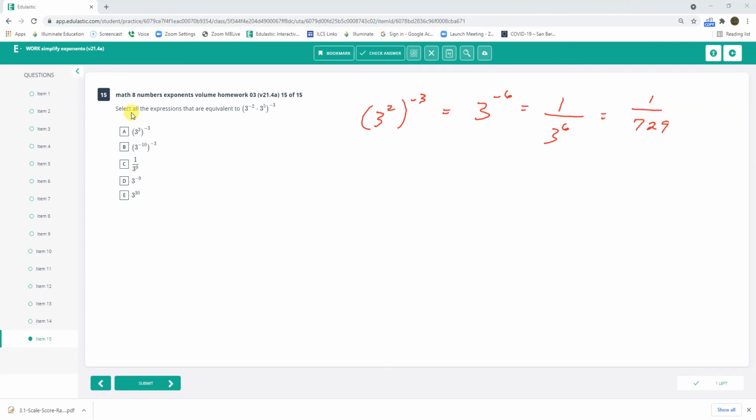Let's see if any of those match up with things over here. This would be 3 to the negative 9. No, that doesn't match up. This would be 3 to the 30th. Negative 10 times negative 3 is 30. No, that doesn't match up. 1 over 3 to the 9th. No, this is 1 over 3 to the 6th. That doesn't match up.